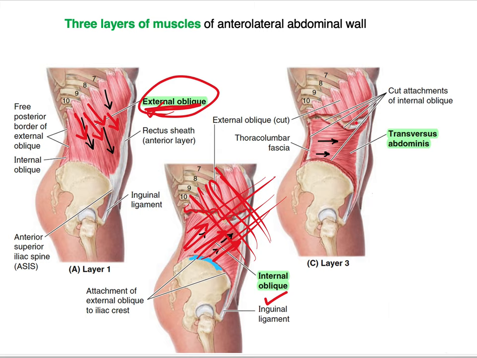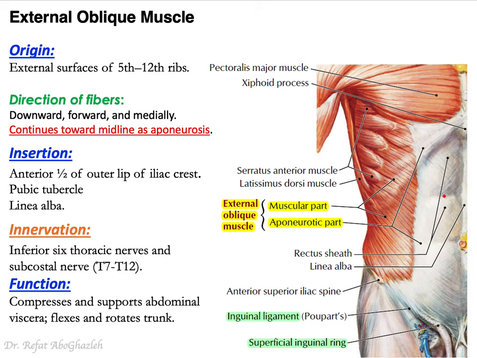Now let us cut the internal oblique. You will find another muscle deep to it. It's known as transversus abdominis, because it's related to the abdomen and because of the direction of its fibers. Look at the direction of the fibers: transverse, right? Okay, I would like you to focus on what I want from these muscles. First of all, this is the external oblique muscle. I don't like muscles, but we need to study these three muscles to understand what's going on here clinically.